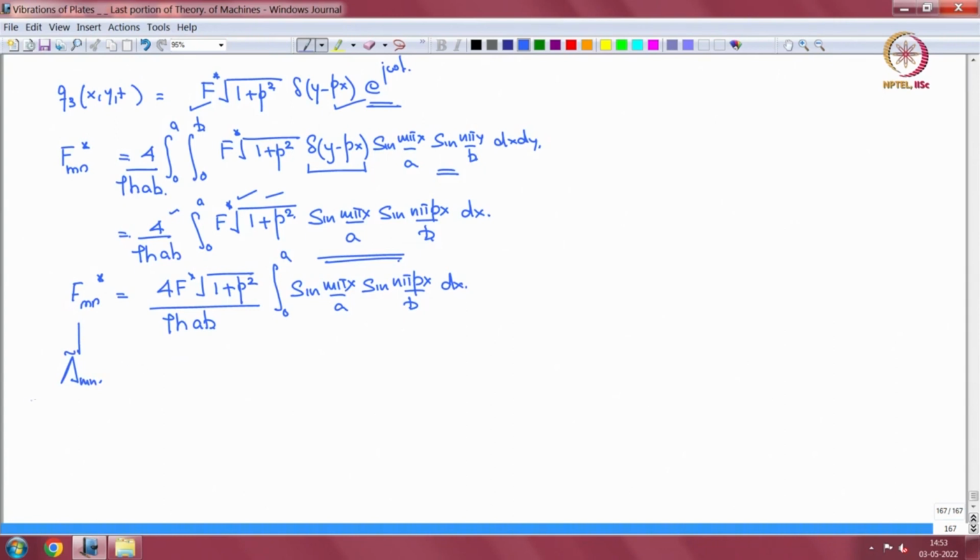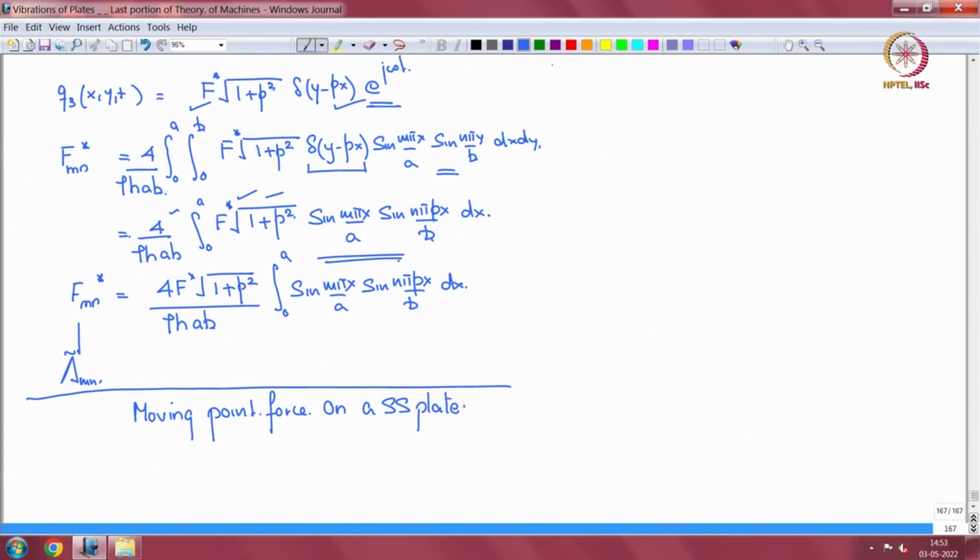Okay. So, that is one more. Now, let us see the next one, which is a moving load, a moving point force on a simply supported plate. Okay. So, what do we have? We have the plate again.